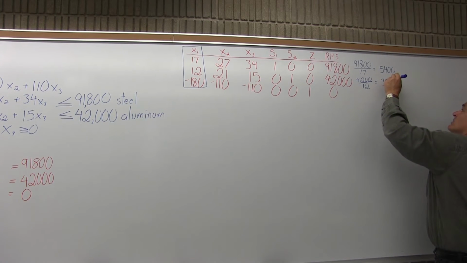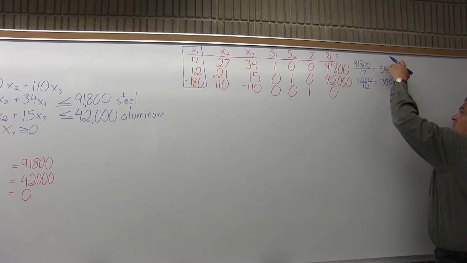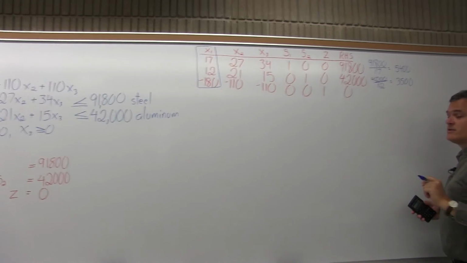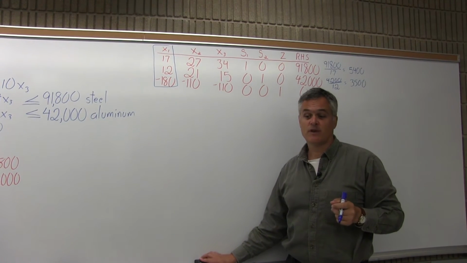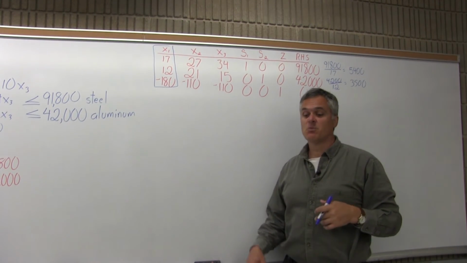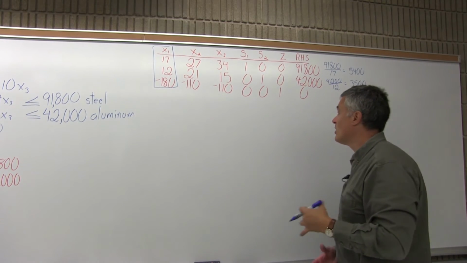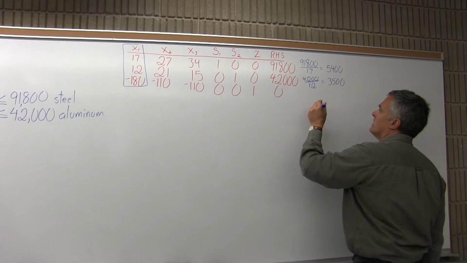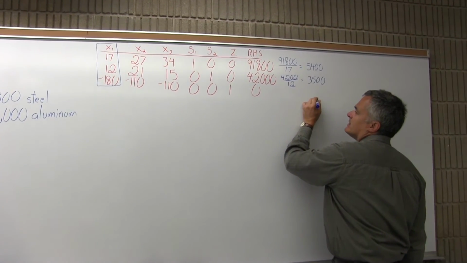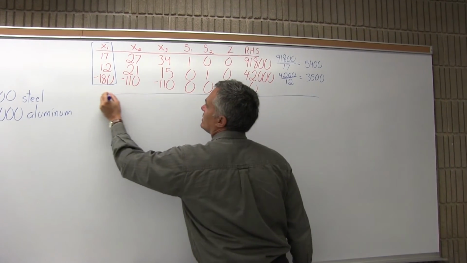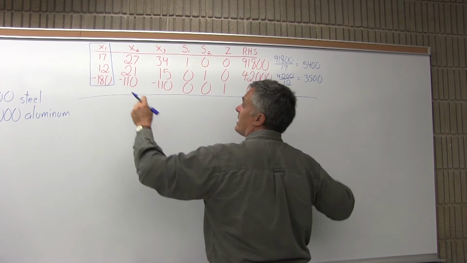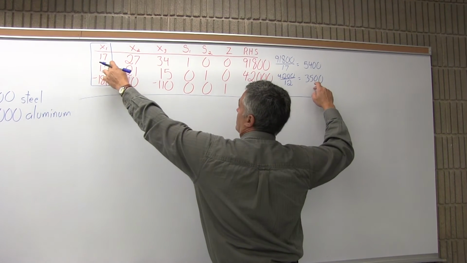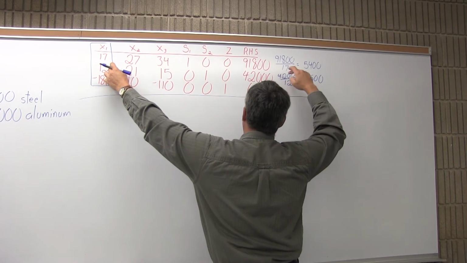So now between those two possible ratios of 5,400 from the top row and 3,500 from the second row, I want the smallest positive ratio, which is 3,500. 3,500 is smaller than 5,400. They're both big, but 3,500 is smaller. So now what's going to happen is I am first going to turn the 12 into a 1, because the 12 is where my lower ratio of 3,500 came from, the 4,200 over 12.